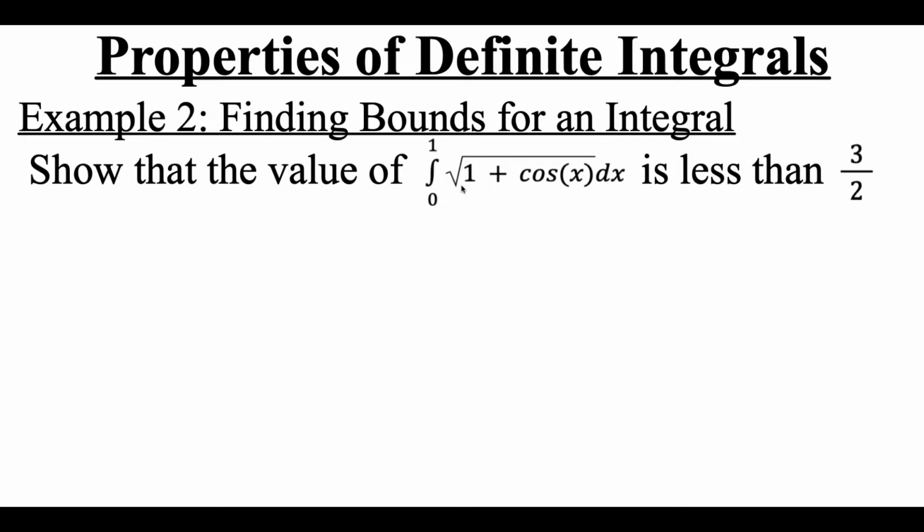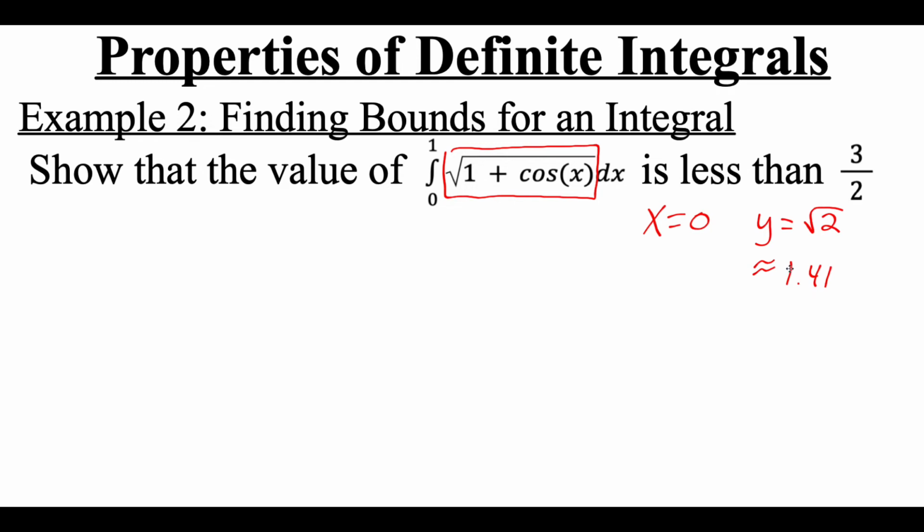Now, if we were to look at this function graphically, we would see that the maximum value happens at an x value of 0 on this interval from 0 to 1. And if we were to plug 0 in, the cosine of 0 is 1, and 1 plus 1 is 2. So at the x value of 0, our function has a y value of the square root of 2. Now, as a decimal, the square root of 2 is about 1.41.